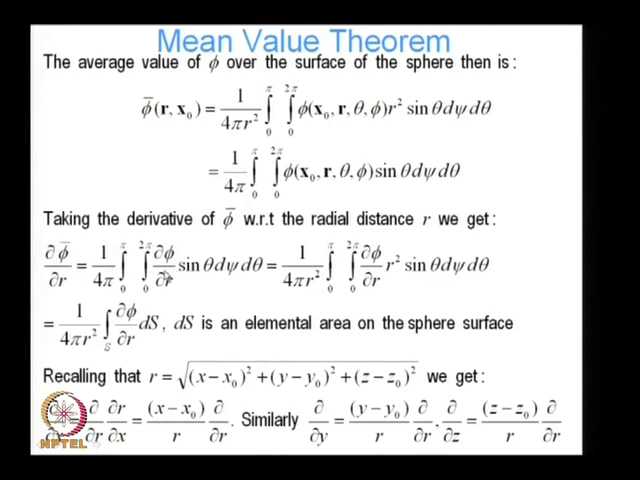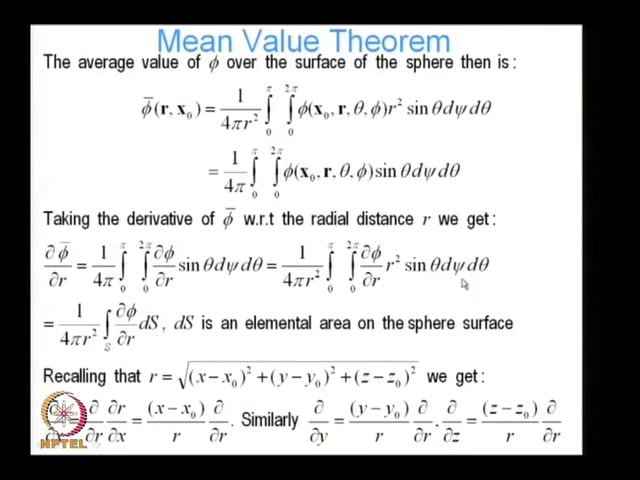Again, I can take it inside the integral because the integral does not depend on r, right. So I take that partial derivative with respect to r inside the integral. I get del phi del r sin theta d psi d theta, which I can write as, again I multiply the numerator and the denominator by r square. So I get 1 by 4 pi r square del phi del r r square sin theta d psi d theta, right.